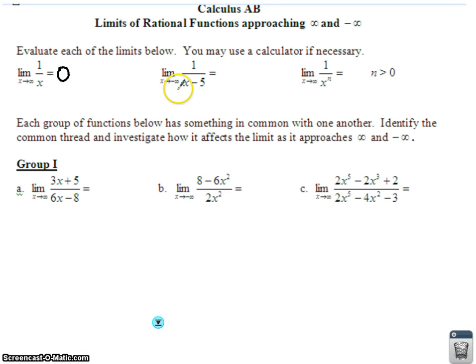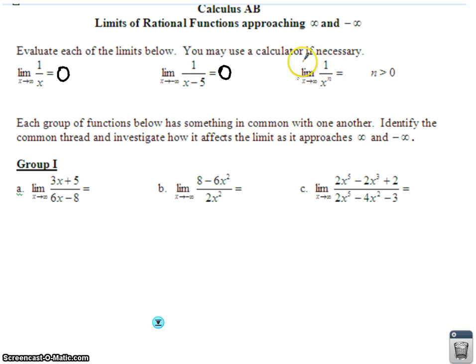Now here we're going towards negative infinity. So the same idea. If you look at the graph of that, you would have seen that it has a vertical asymptote at 5. But as it's going down toward negative infinity, you should have seen that they are also approaching 0 at this point.